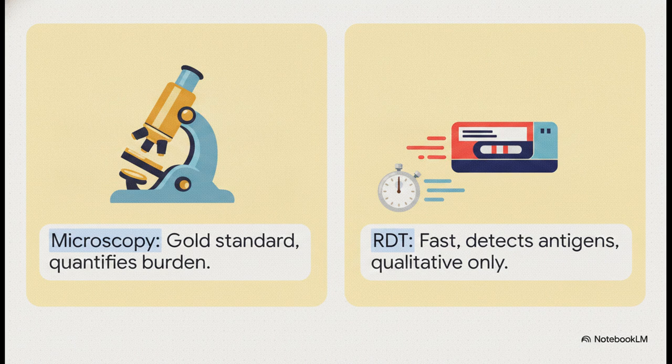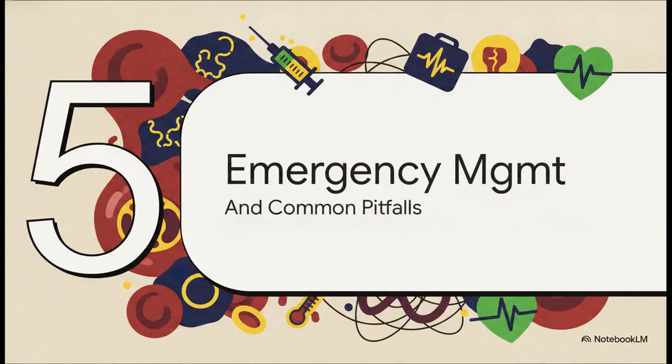But if microscopy isn't immediately available, go ahead and use the Rapid Diagnostic Test, or RDT. It detects antigens fast, though keep in mind it's only qualitative. But here is the golden rule. Absolutely do not wait for these diagnostics to return before treating an unstable, critically ill patient if your clinical suspicion is high.